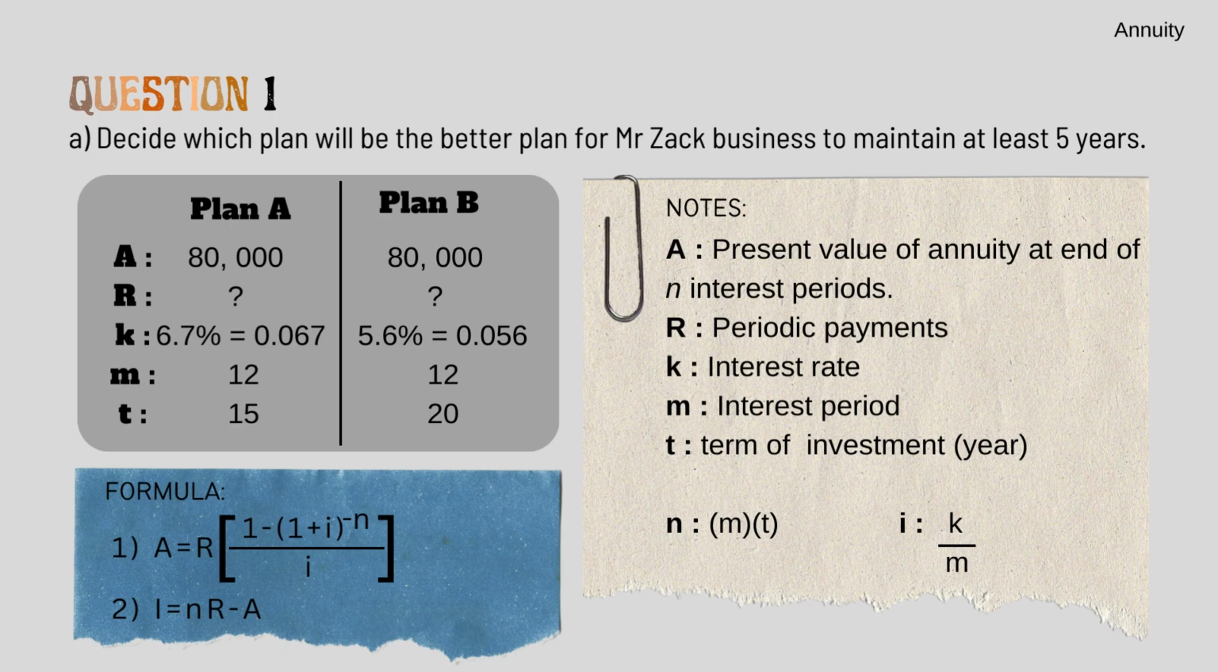80,000 is the amount of loan, which means it is the present value of annuity at the end of an interest period. Then R is the periodic payment, which is the monthly payment. K is the interest rate, 6.7% for plan A and 5.6% for plan B. M is the interest period, which is 12, and T is the term of investment, 15 years for plan A and 20 years for plan B. And remember, the term of investment must be in years.